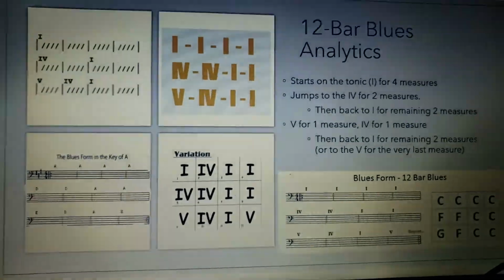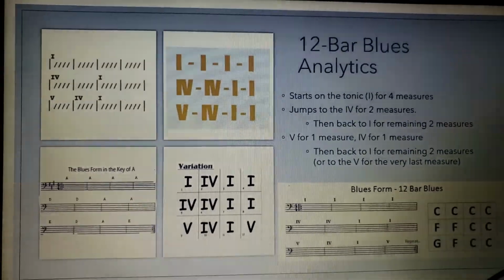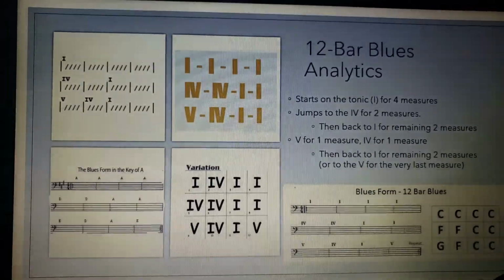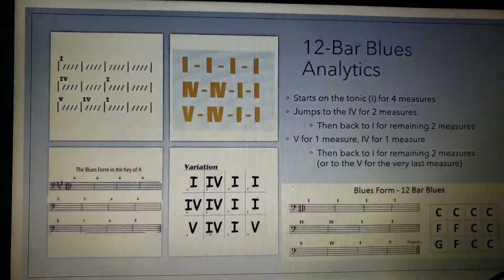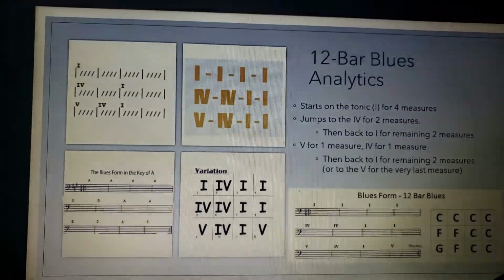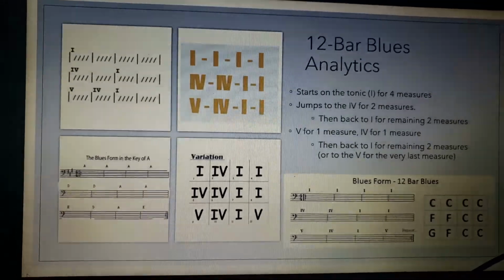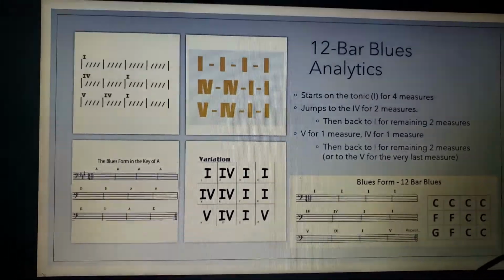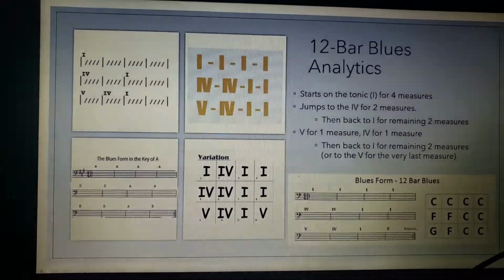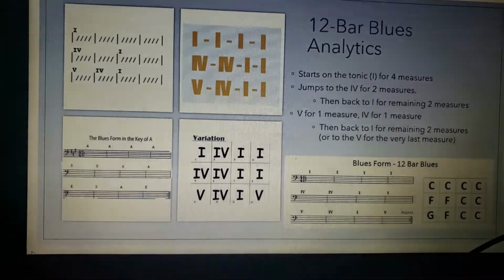So what is a 12-bar blues? Well, that's 4 measures of the tonic, and then 2 measures of the fourth, and then 2 more of the 1 chord, which is the tonic, and then you go to the 5, and then 4, and then back to the 1 for 2 measures, or sometimes you go to the 1 for a measure, and then to the 5 for the very last measure, so that it can loop back around to the first measure again, starting over.